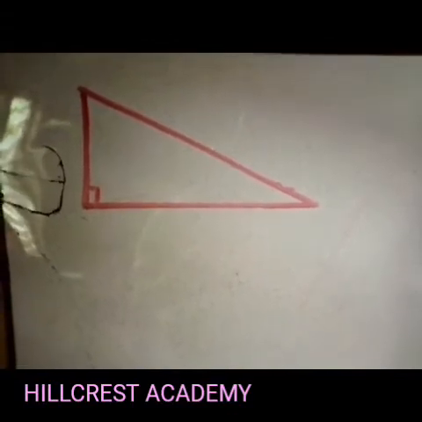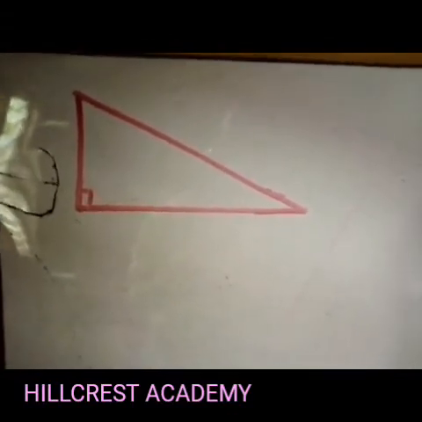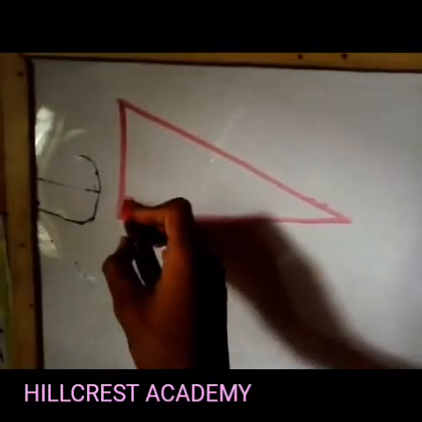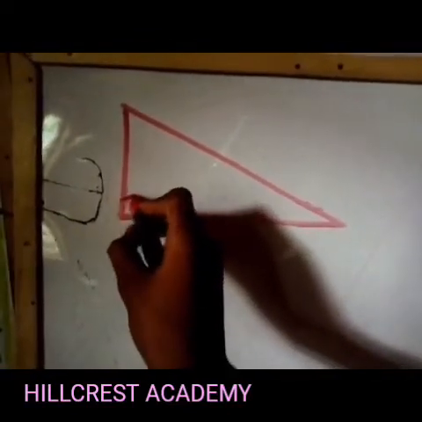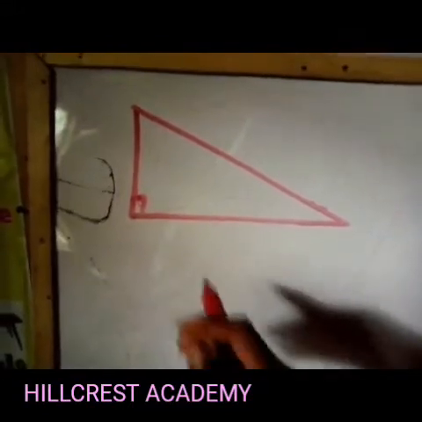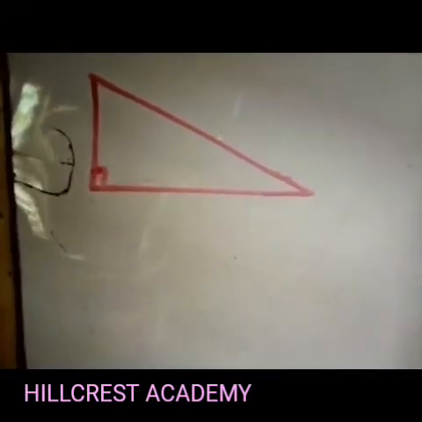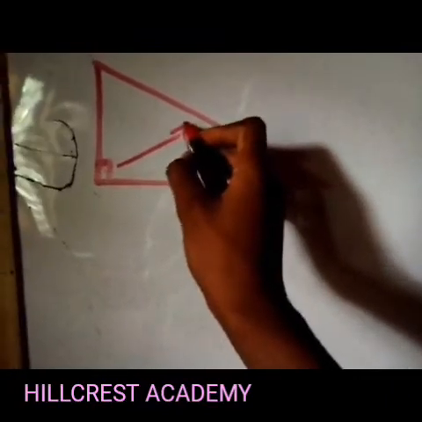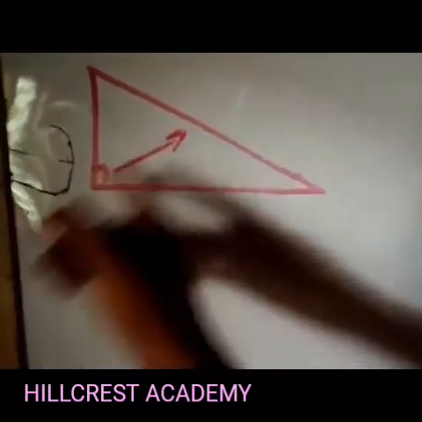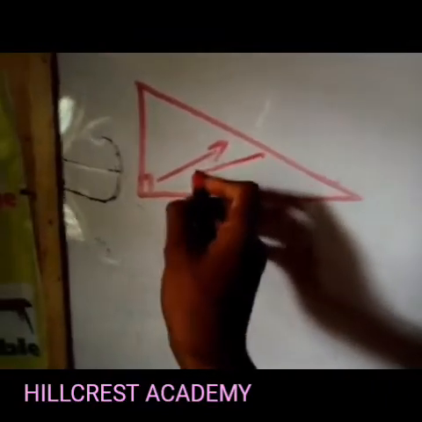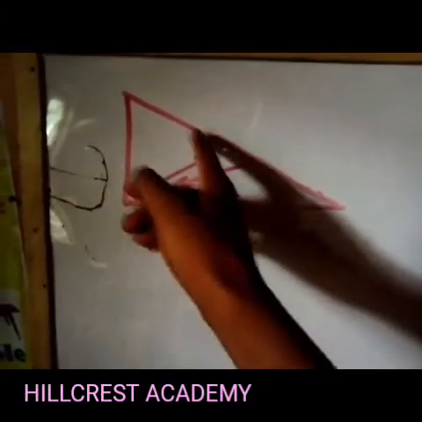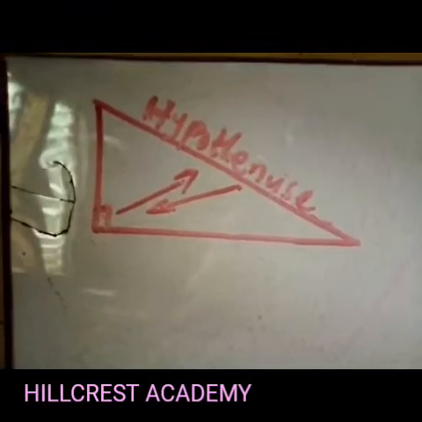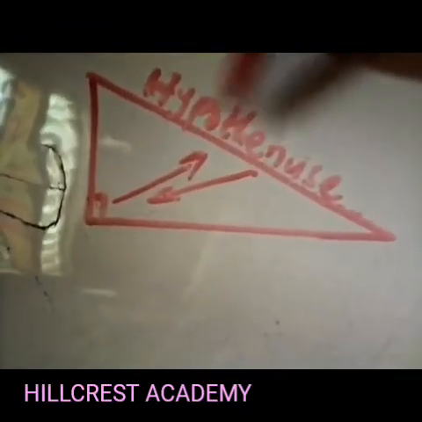It says that the side facing the right angle in this right angled triangle, this square corner is the right angle. So where is the side facing the right angle? This place is facing the right angle. You can see it. So this side facing the right angle is called the hypotenuse. This side is the hypotenuse.